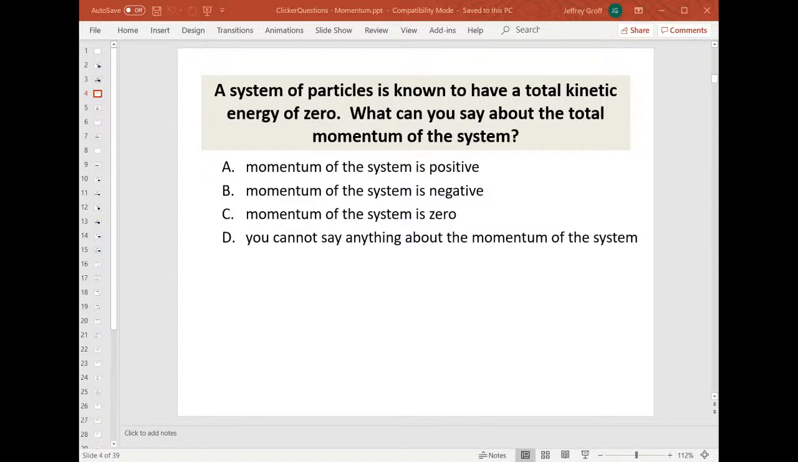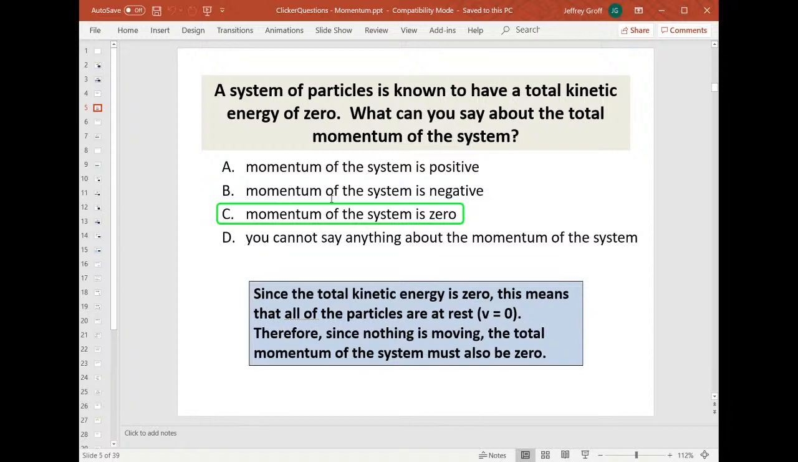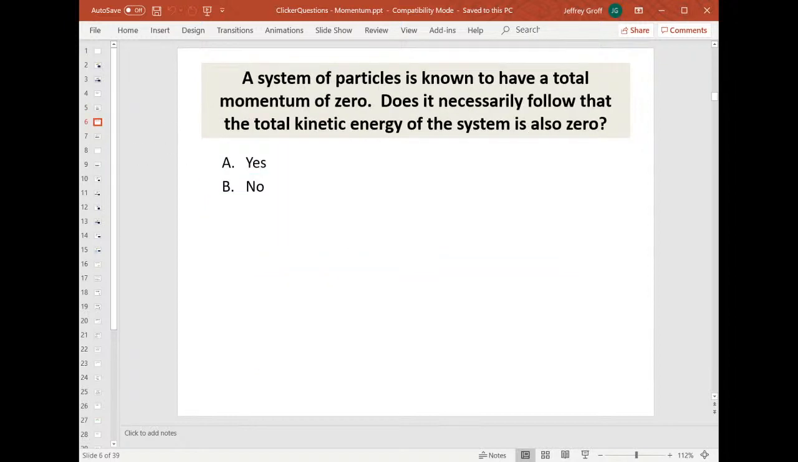All right, you ready to see what you got? So your poll, you guys like C, which is the correct answer. Total kinetic energy is 0, and that means everything is at rest. Everything is at rest.